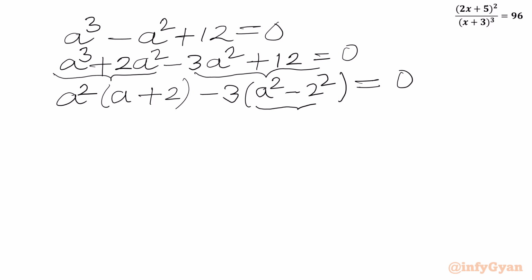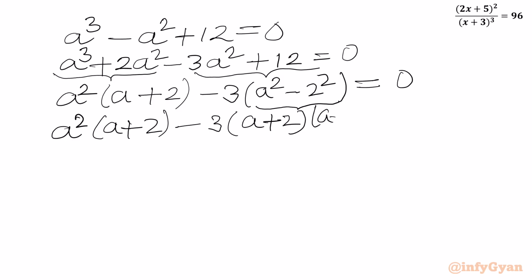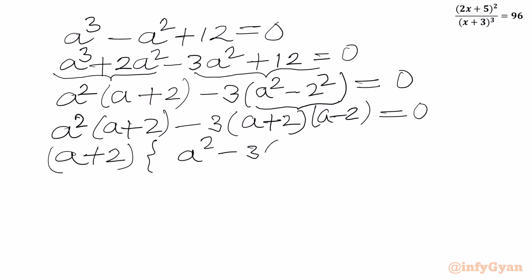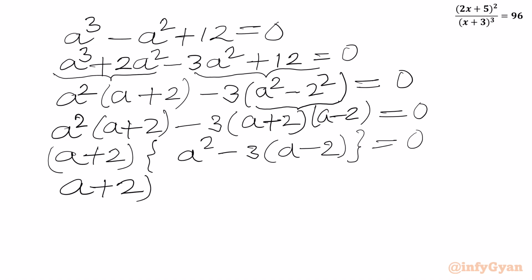Now we can apply difference of two squares identity here. So a square (a plus 2) minus 3 (a plus 2)(a minus 2) equal to 0. Now we will take a plus 2 overall common. So in the other bracket we will get a square minus 3 times (a minus 2) equal to 0. Or we can write (a plus 2) times (a square minus 3a plus 6) equal to 0.